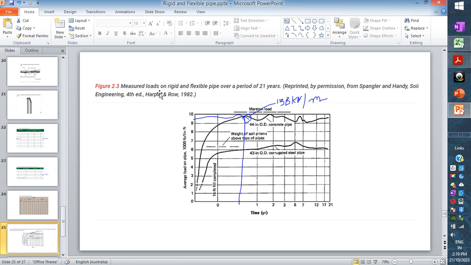This was measured in a flexible pipe for 21 years, a 1000 millimeter concrete pipe. As you can see, in less than 1 year it takes a maximum load of 138 kN per meter. Load propagation for 20 years goes up and down, but then it reduces and then increases, reduces, increases. That's a typical graph.